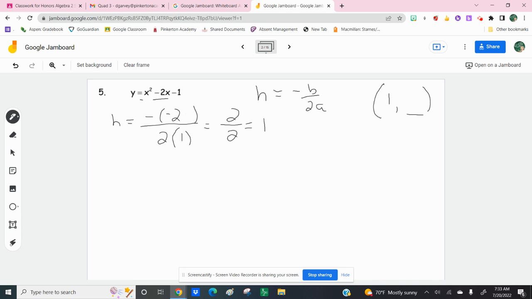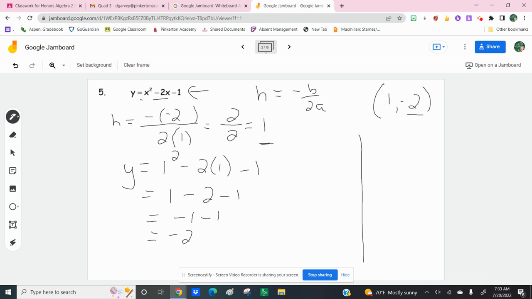But I don't know my y value, so in order to find my y value, I'm going to go back to this equation, and plug in this 1 for each one of the x's. So y equals 1 squared minus 2 times 1 minus 1. So that'll be 1 minus 2 minus 1, which will be negative 1 minus 1, which will be negative 2. So now I know my vertex is 1, negative 2, and now I can graph this.